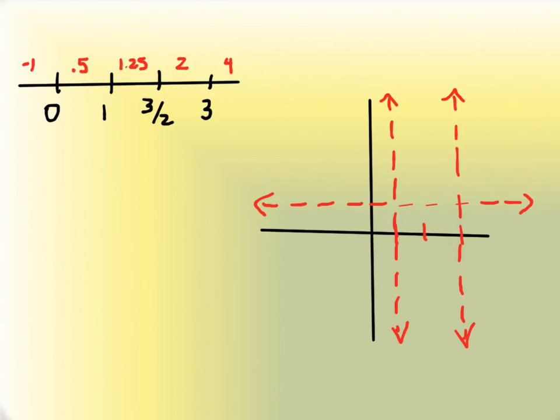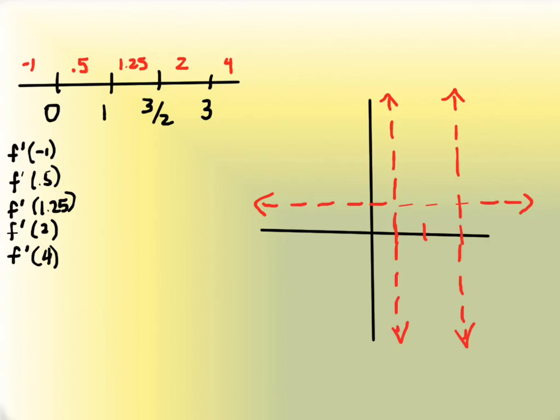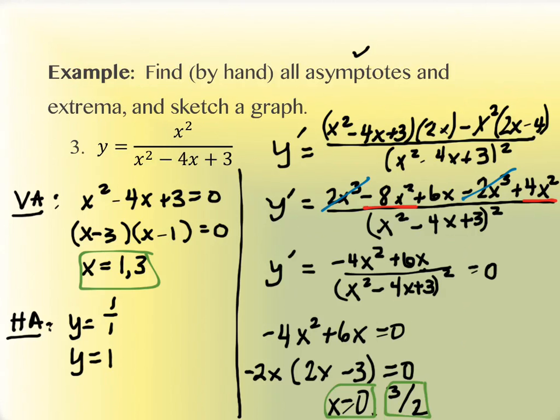All right, so grab your calculator, and I'll remind you how to do this with your calculator. You're plugging these into which function again? The derivative. Good. So we want to plug these into the derivative at negative 1, at 0.5, at 1.25, at 2, and at 4. So you can do that by taking your equation, put the derivative equation.